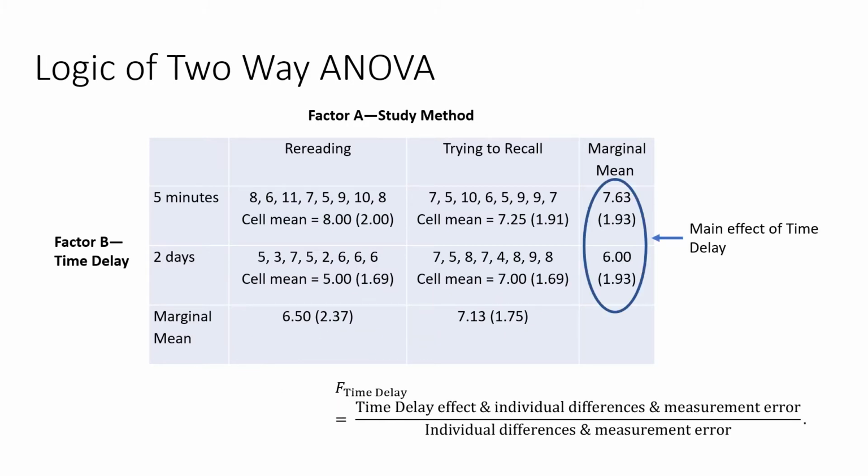For the other main effect, the main effect of time delay, it's a similar idea. We're comparing these two marginal means. And again, the larger their difference, the larger the F value will be. Again, it's not literally just a mean difference. It's more complicated than that. But the larger that they are different from each other, the bigger the mean difference, the bigger the F value will be.